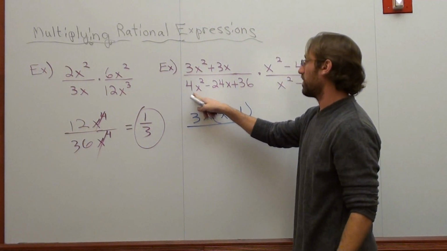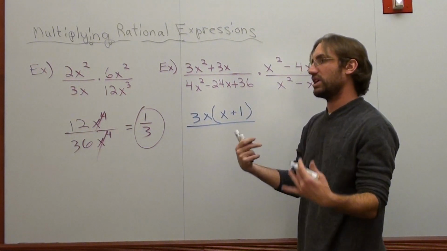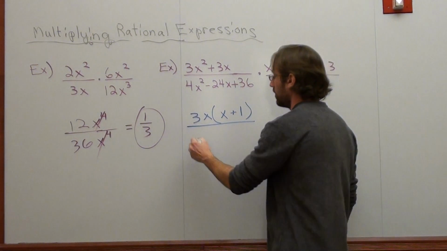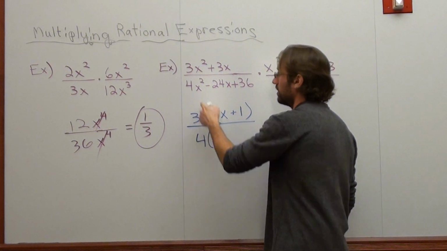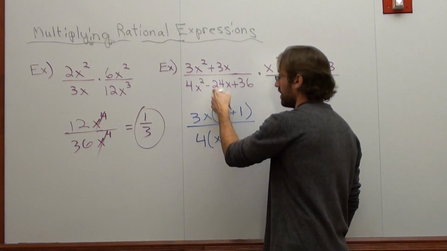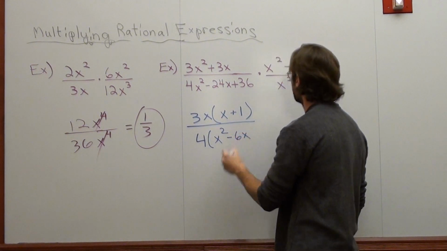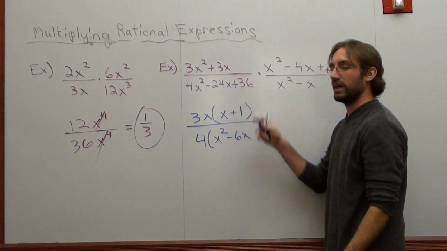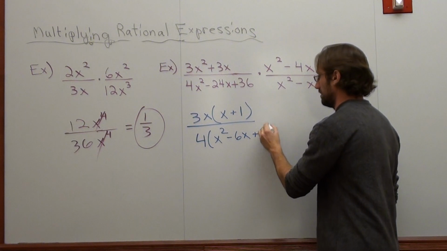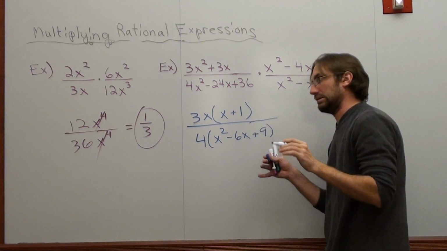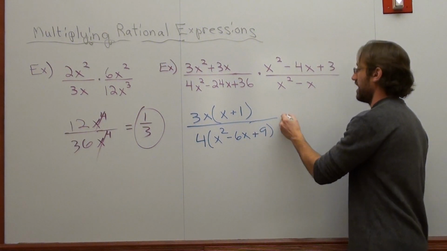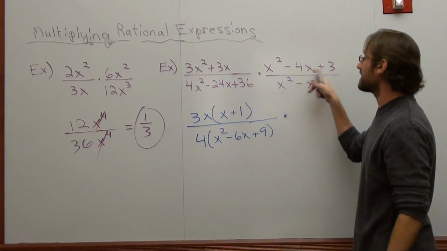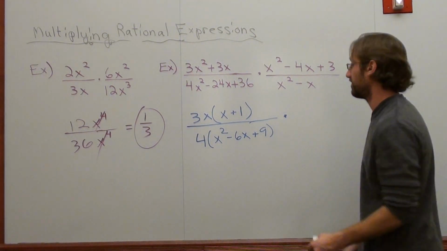What can I take out of a 4x squared, 24x, and 36, if there's anything? The answer is 4. When I take out a 4, I've got x squared, subtract 6x, plus 9. Oof. I don't like this one. I can't take anything out in terms of the GCF, but I can definitely factor.